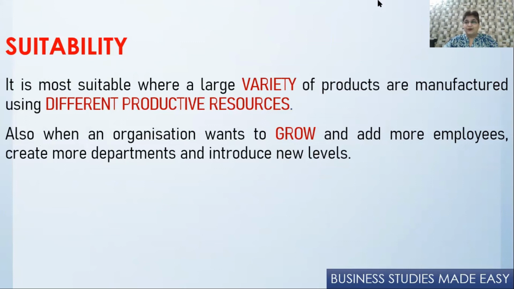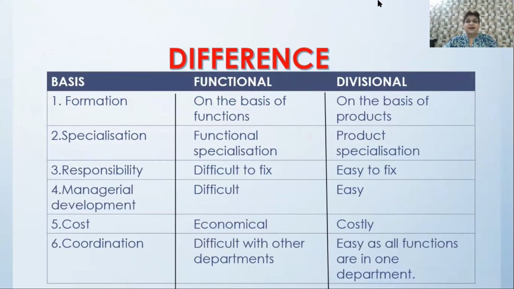So we have done both the types of organization structure. Let's have a quick look at the difference between them. So how are they formed? Functional is formed on the basis of function, and divisional is on the basis of product. Then specialization: functional specialization and product specialization.